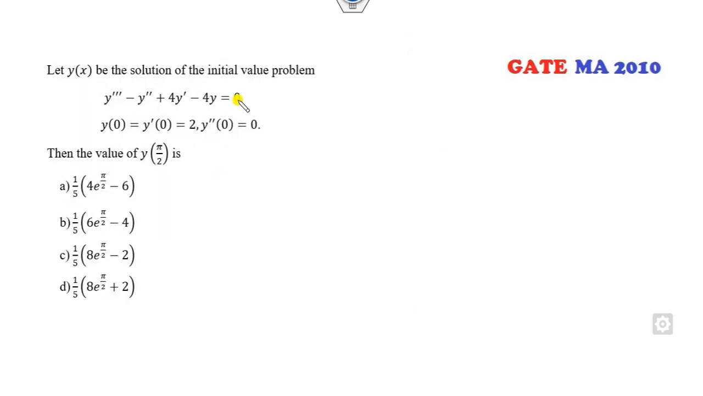Now you can see y is the solution of this. It's a constant coefficient equation, and they are asking about the solution. So what is that? It's m cube minus m square plus 4m minus 4 is 0. Fine. It's again the initial value problem. It's a third-order equation, so 3 conditions are given to you. You will get a unique solution.